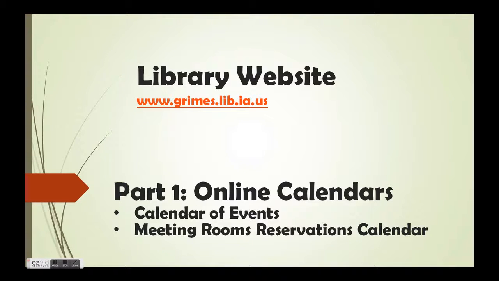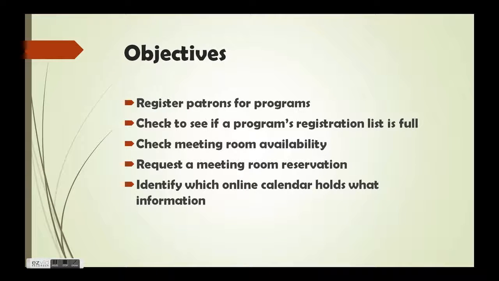By the end of this video, you should be able to register patrons for programs, or show patrons how to register themselves for programs, check to see if a program's registration list is full, check meeting room availability, and either request a meeting room reservation for a patron or instruct them how to request it themselves. And finally, identify which online calendar holds what information and how the two calendars overlap to interact with each other.